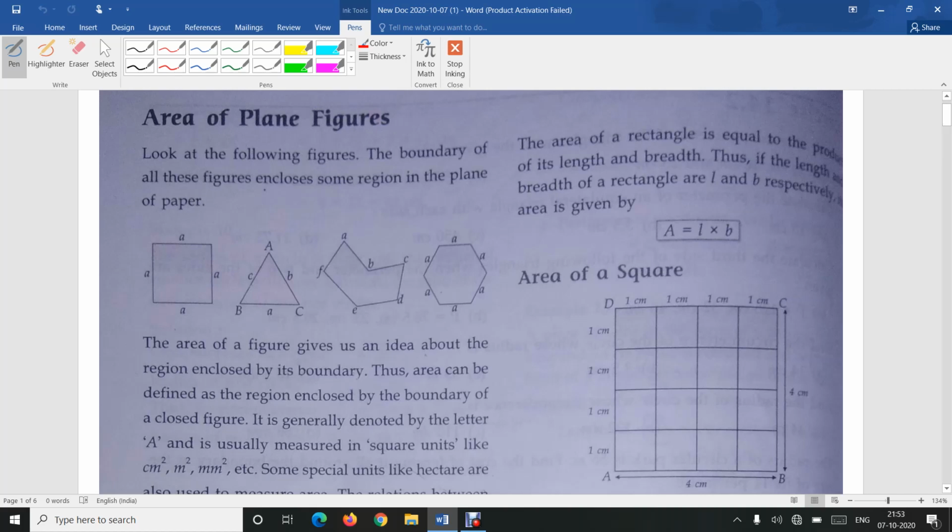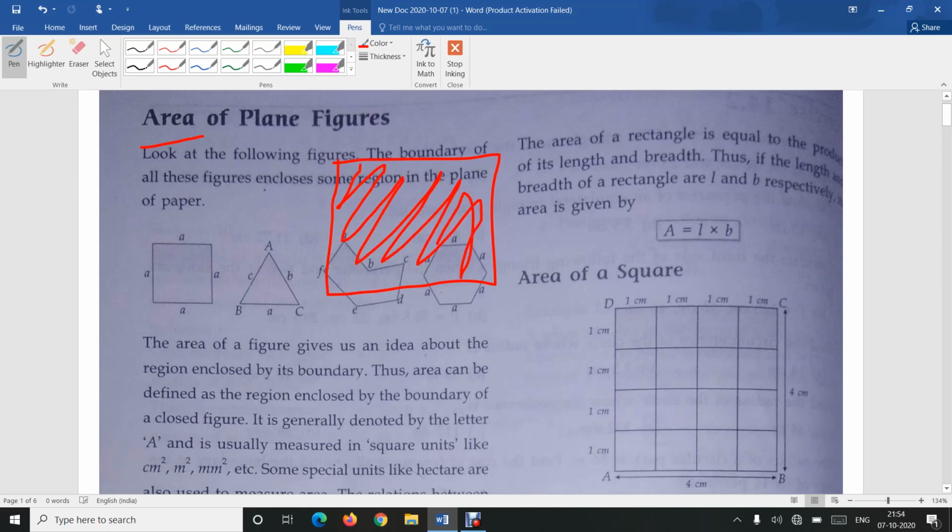This is your mathematics class and today we are going to start a new topic which is area. So what is area? Suppose we have a figure of square. This is the square. When we talk about the entire space of this square, that means this is the area of this square.